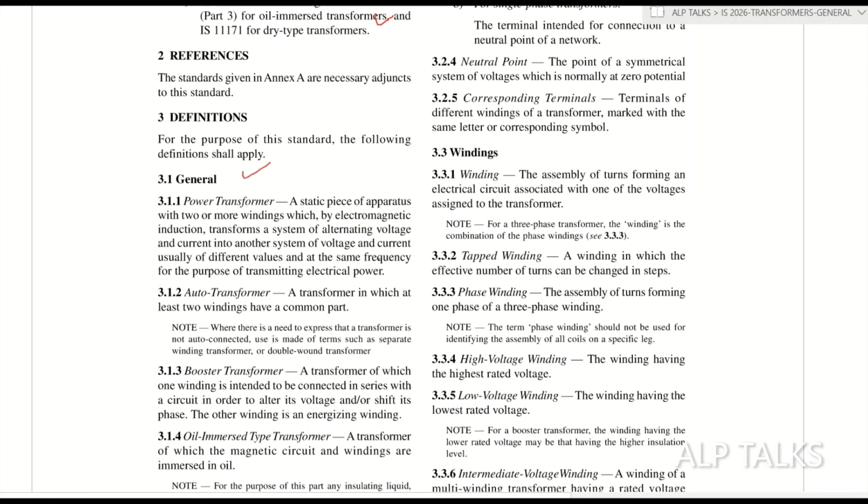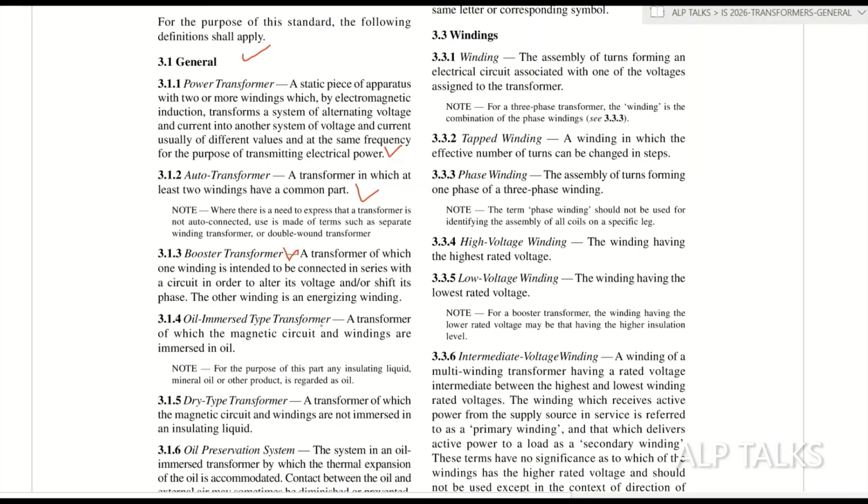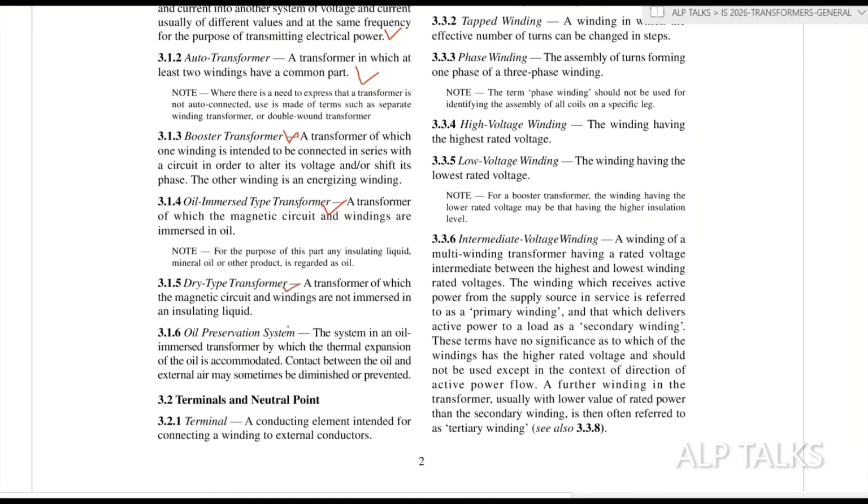Generally, for power transformers, they mention some definitions: booster transformer, oil immersed transformer, dry type transformer, oil preservation. Oil preservation means, for example, this is the transformer. How are we preserving the oil? Say, if it is highly overloaded, oil may come out. So we place a conservator here to capture that. If it is a completely sealed system, we provide some gas cushion.